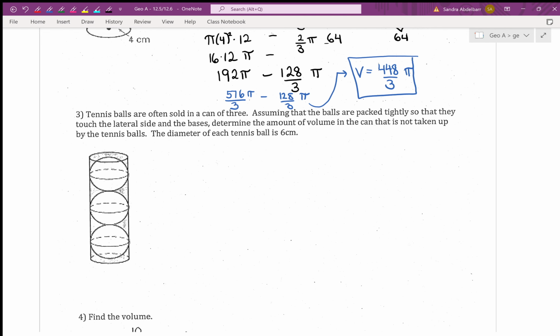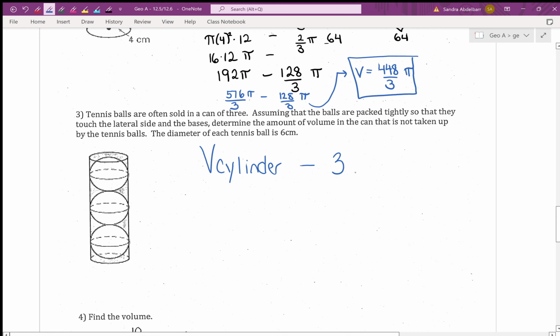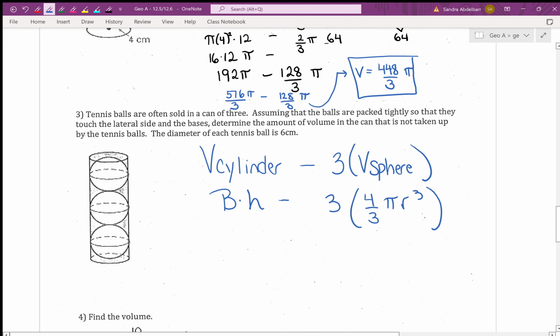How are we going to find the volume left over? What should we do? Very generalized game plan. Volume of the cylinder, good. And then what? Excellent, minus 3 times the volume of the sphere since there are 3 of them. Excellent. All right, volume of a cylinder is area of the base times the height. And then we're going to do 3 times 4/3 pi r cubed. What happens with the 2 3s? They cancel out.